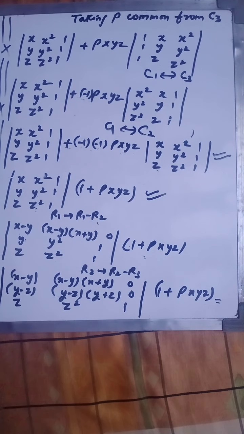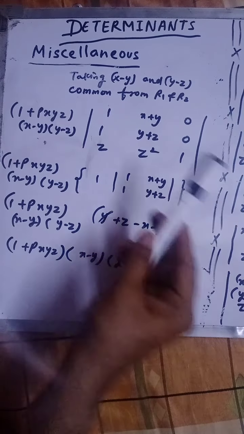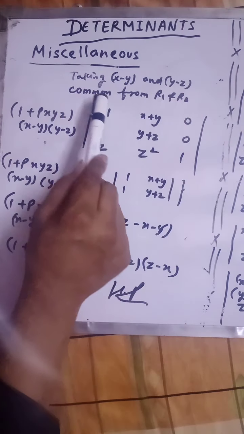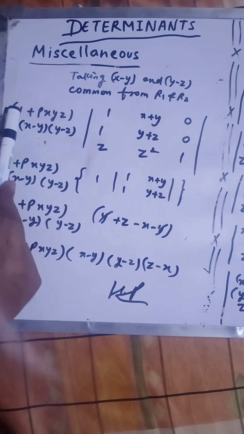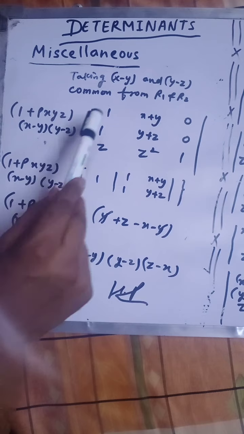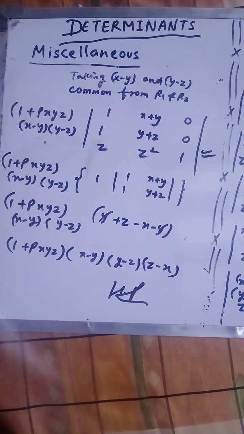Okay, after this step, now we will take common. From the last step, from the first row I'm taking x minus y and from the second row y minus z common, from rows r1 and r2. So after taking common, 1 plus pxyz is already there, and these two things I'm taking common, so this determinant will come.